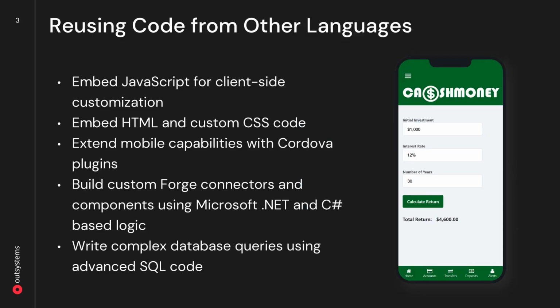With these scenarios in mind, there are a number of different ways in which you can integrate high code into your OutSystems solutions. On the front end, you can embed JavaScript and HTML for client-side customization and modify the CSS code to get that pixel-perfect look and feel. When building mobile applications in OutSystems, you can also extend the application capabilities by using custom Cordova plugins. When working with data, you have the ability to write complex SQL queries instead of using visual aggregates, and you can also build custom components using .NET and C# to extend the capabilities of your applications.